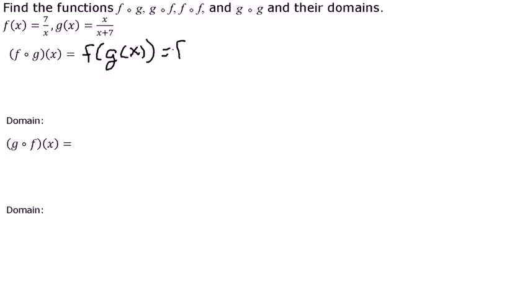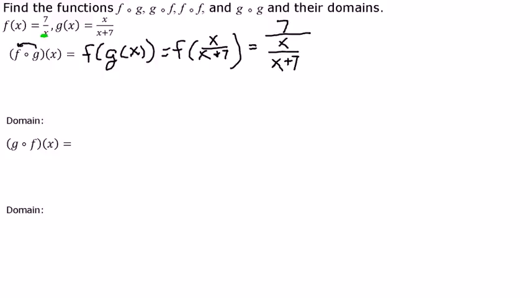So we're going to take the f function and plug into it x over x plus 7. So it's the right function plugged into the left function. So what that means is that we look at the f, and where the x is right here, we're going to put g of x. So instead of 7 over x, we have 7 over x plus 7.